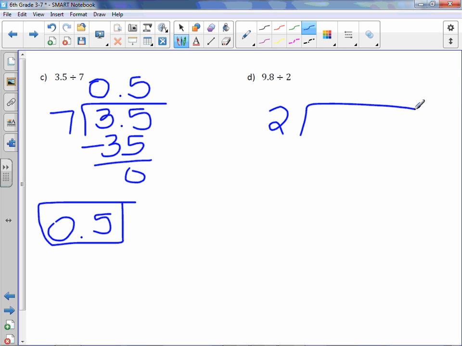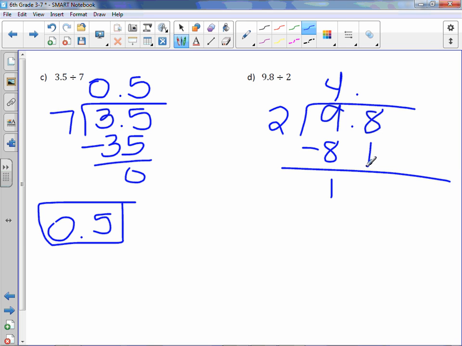Letter D. 2 into 9.8. Bring up your decimal point. 2 goes into 9 4 times. Minus 8 is 1. Bring down the other 8. 2 into 18 is exactly 9 times. Subtract and get 0. The quotient is 4.9.